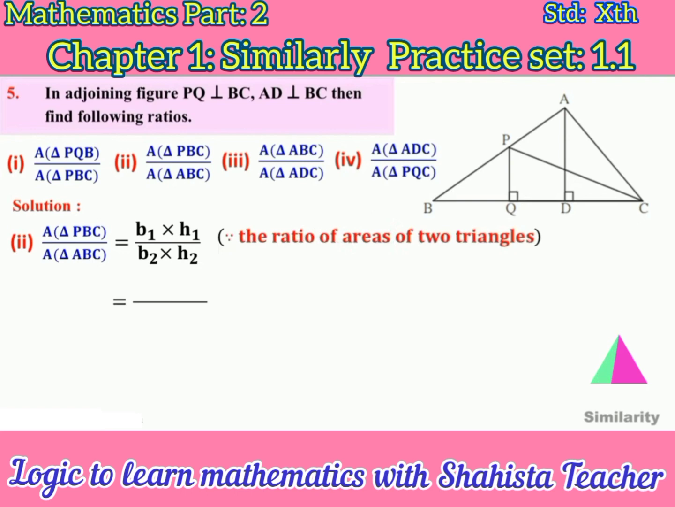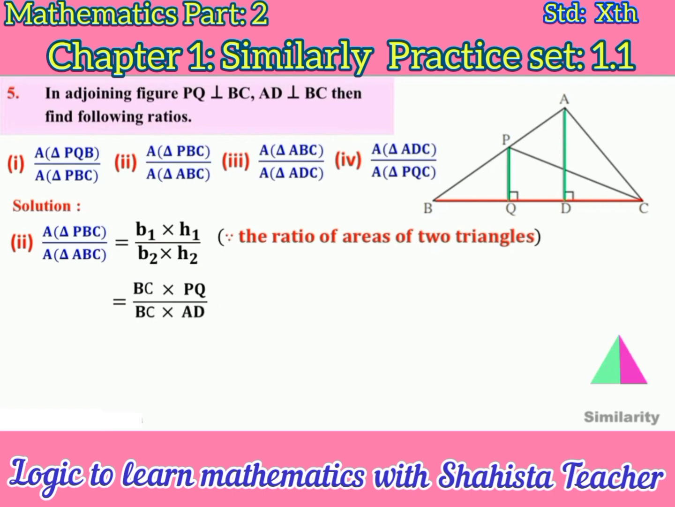Base 1 is BC. See here, this BC is base 1, the full length we will take. BC multiplied by PQ. See this green colored part, PQ. PQ is the height and BC is the base. So BC multiplied by PQ upon, again we will take the common base, BC multiplied by this AD, the green colored line, the greater one, AD. So BC multiplied by AD.